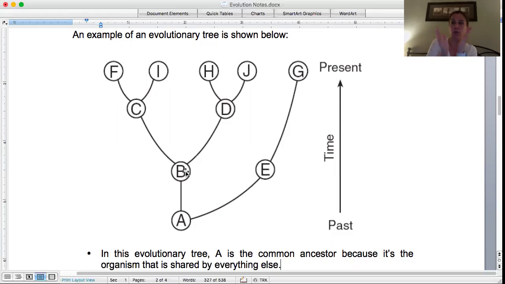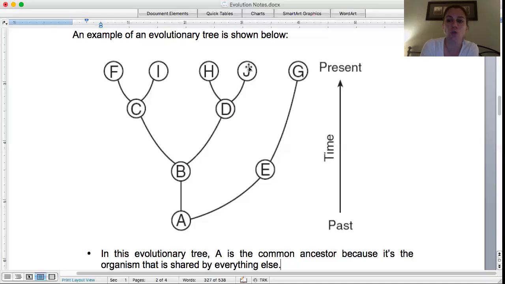So think of a tree. They start off in the center and then they branch off from the trunk. Same thing: they started off with that common ancestor, but then they start to branch off. So B is a branch of A and so is E. You can see how B then branches off to C and D, and then D branches off to H and J, so on and so forth. We call these branches.